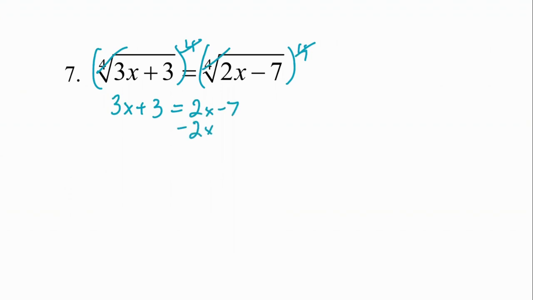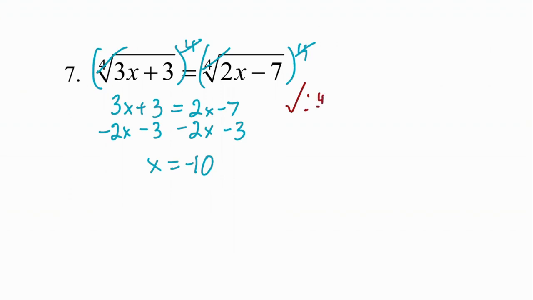So we'll subtract 2x from both sides. And we'll subtract 3 from both sides. So we'll actually get that x equals negative 10. Oh, just kidding. I don't want you to try this on your own. Okay, so then we're going to plug back in because we do want to check to make sure it works.